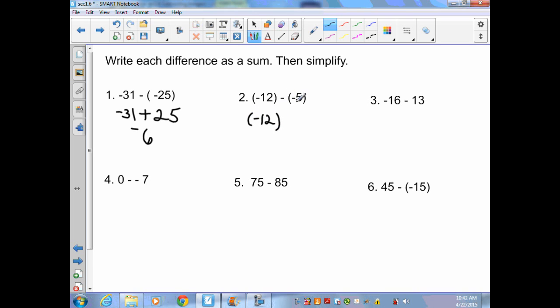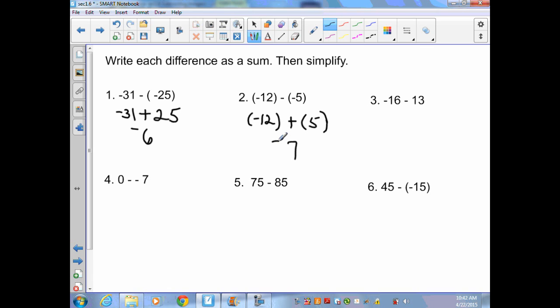Number 2, I bring down my negative 12. I change my double negative to a plus 5. I can keep that in parentheses if you wish. It doesn't matter. I can take the parentheses away. But I'm not multiplying or dividing these two numbers. I'm adding them. I'm adding them by the rules of addition. They are different signs, subtract. 12 minus 5 gives me 7. 12 is bigger than 5. Then 12 is negative. My solution is negative.